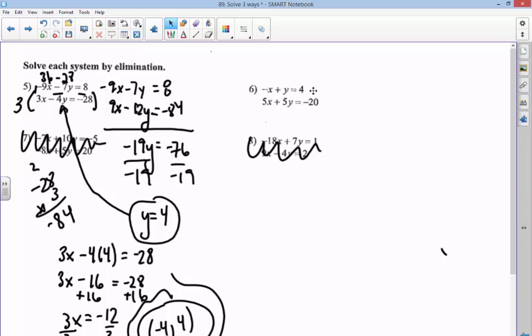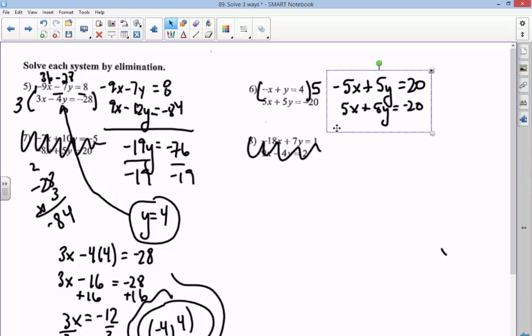Number 6. So, we can get the x's the same by multiplying by 5. We could also get the y's the same by multiplying by 5. But if you want to add, then multiplying by 5, we would be able to add and eliminate the x's because that coefficient would be the opposite. So the new top equation is negative 5x plus 5y equals 20. And the bottom equation, 5x plus 5y equals negative 20. When you add, the x's cancel, so 10y equals 0.